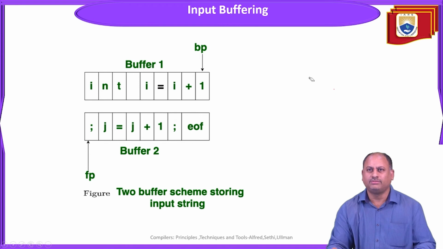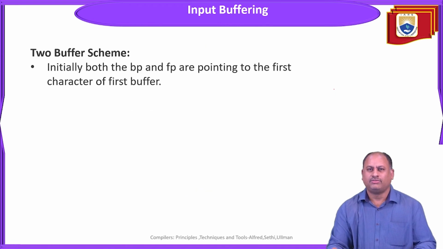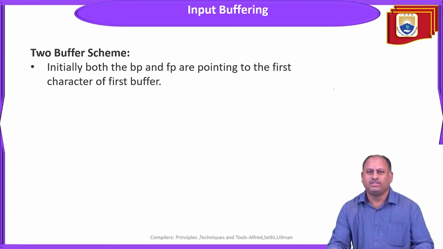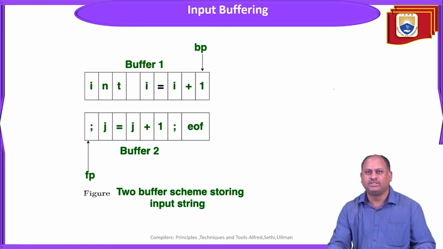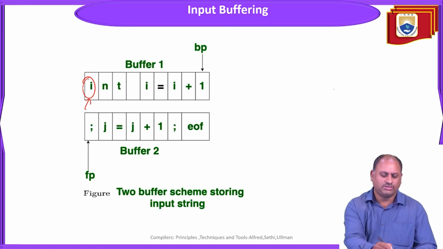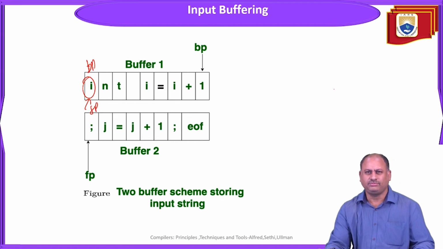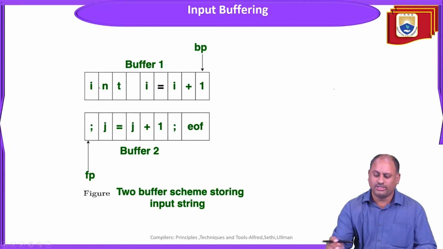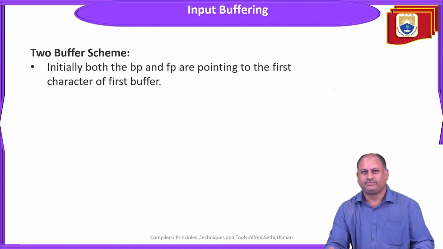In the two buffering mechanism, what we are doing first is placing both the pointers. The first pointer is called the lexeme begin pointer and the second pointer is called the forward pointer. So here both pointers are placed at the beginning of the first character of the first buffer. In the previous slide we have seen, this is the first character, where we place the lexeme begin pointer and forward pointer. So this is the step to be processed initially.